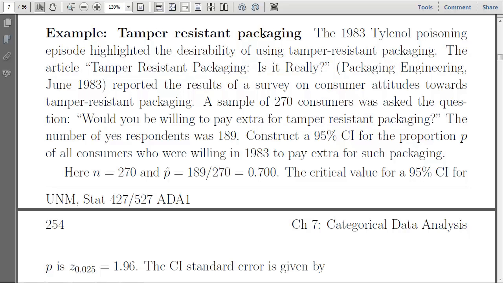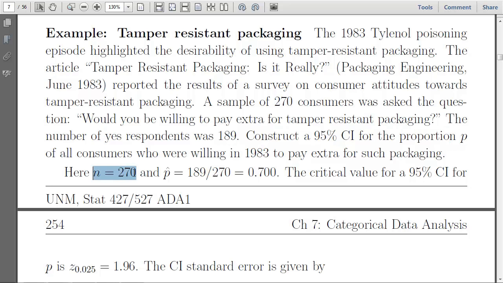Now keep in mind this is after a poisoning episode, and so people over-respond, and so this is what the result is. The number of yes respondents was 189. If we call success that they say yes, that they would be willing to pay extra, then the number of successes is 189 out of 270. So let's calculate a 95% confidence interval for the true population proportion of all consumers willing to pay extra, at least back in 1983.